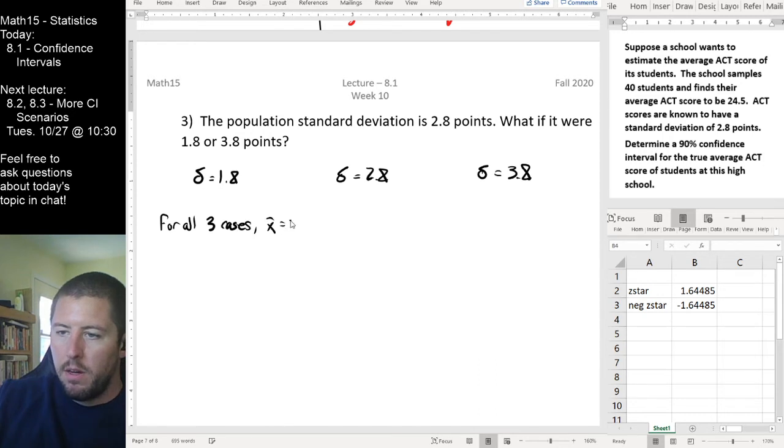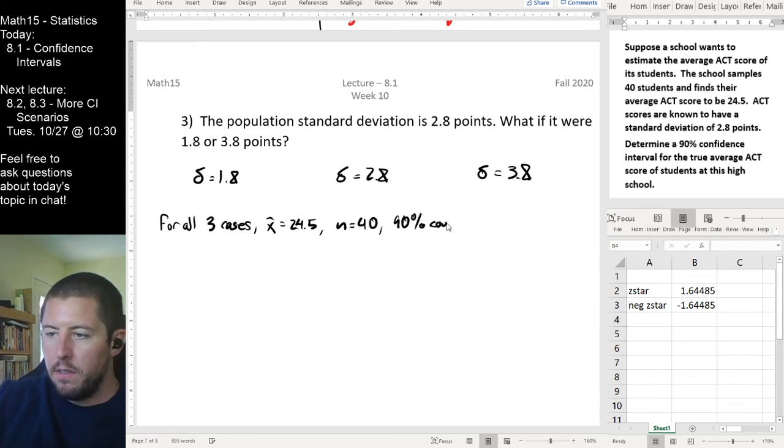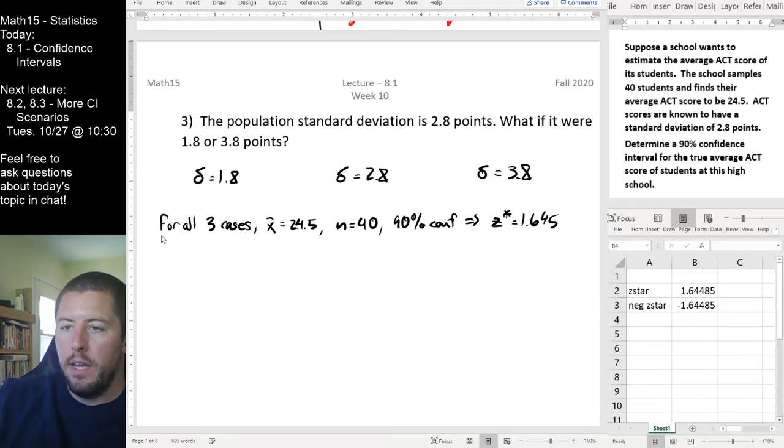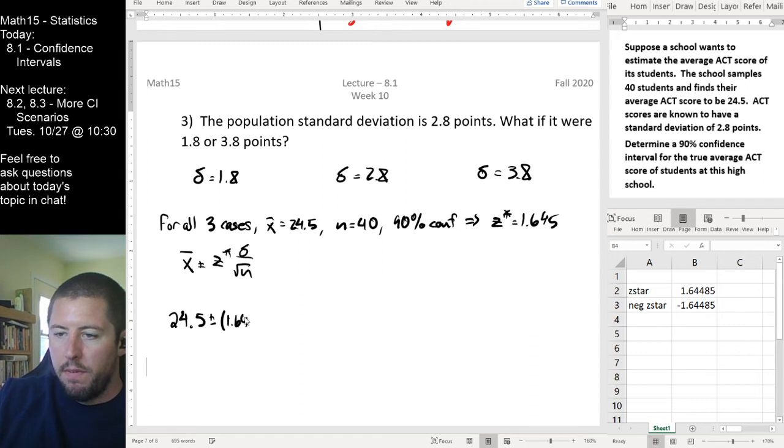x bar is 24.5, n is 40, 90% confidence tells me z star is 1.645. And so I can form my confidence intervals here. Remember, x bar plus or minus z star sigma over root n. And here we're going to get 24.5 plus or minus 1.645 times 1.8 over root 40.